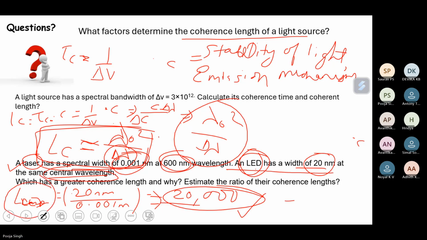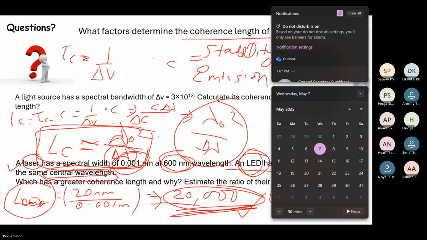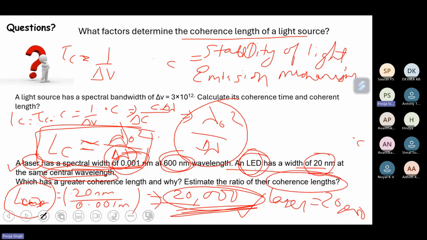Okay. So you can say that the laser is having 20,000 times higher coherent length as compared to the LED. Okay. So as we already know it from the ratio, you are able to get what will be the ratio of the coherent length as compared to the laser and the LED light.